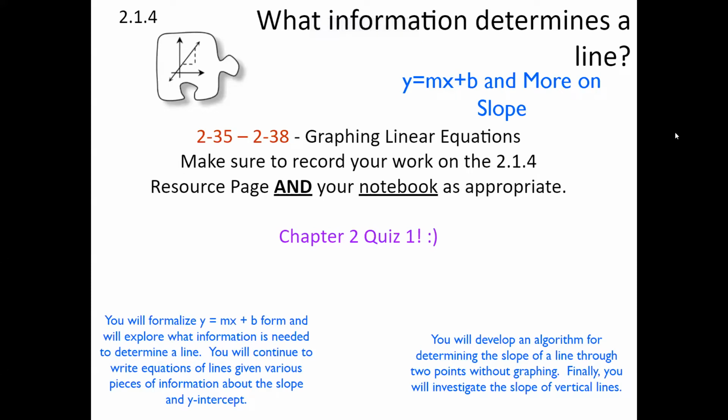I'm just going to do the agenda while I have the screen up here. So we're doing 35 through 38. We already did 35. That was our little review problem. 36 is on the resource page. 37 is actually going to be notes on how to find the slope without graphing. That's for those of us that are lazy and don't like to graph. You're going to like that problem. And then 38 is very quick. Then we're going to have our quiz.